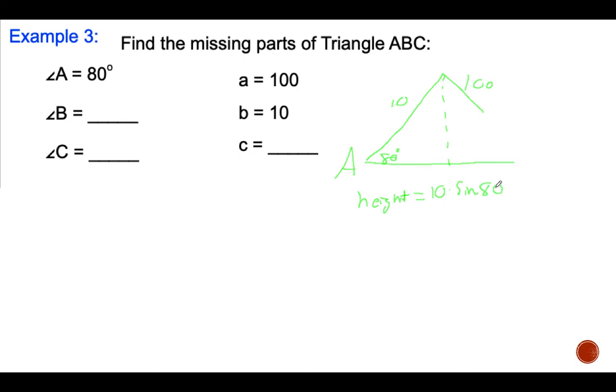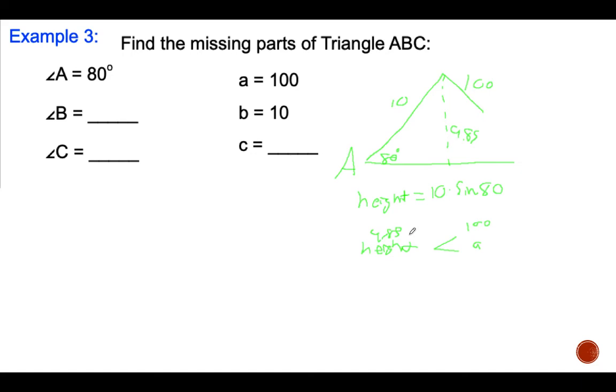So I'm going to do that in my calculator. 10 times sine of 80, that's about 9.85. So the height compared to A is bigger, right? A is 100. The height is 9.85. So that means we have 1 or 2 triangles.